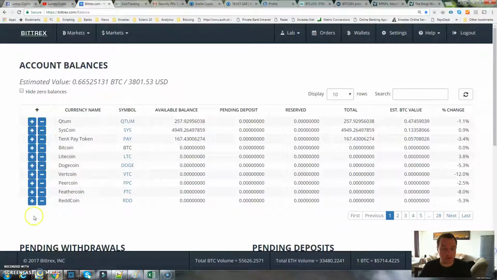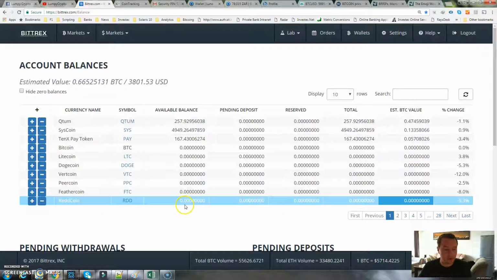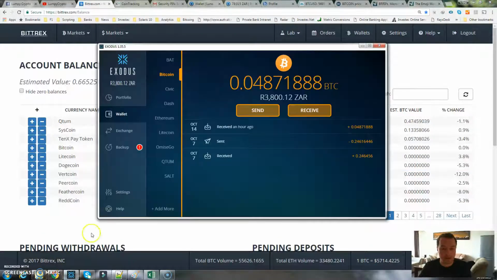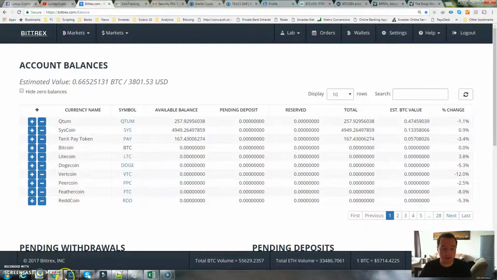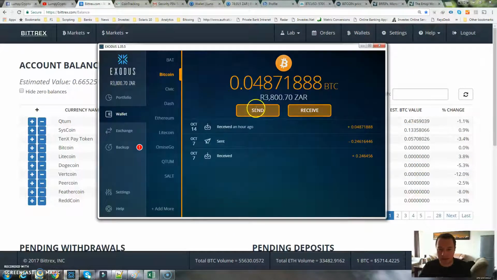So let's first do the transfer in. Remember, this is my Exodus wallet, and what I want to do here is send from the Exodus wallet into my wallet that I've got within Bittrex. Bittrex will then allow me to use that Bitcoin and actually make a trade. So let's go ahead and do that.